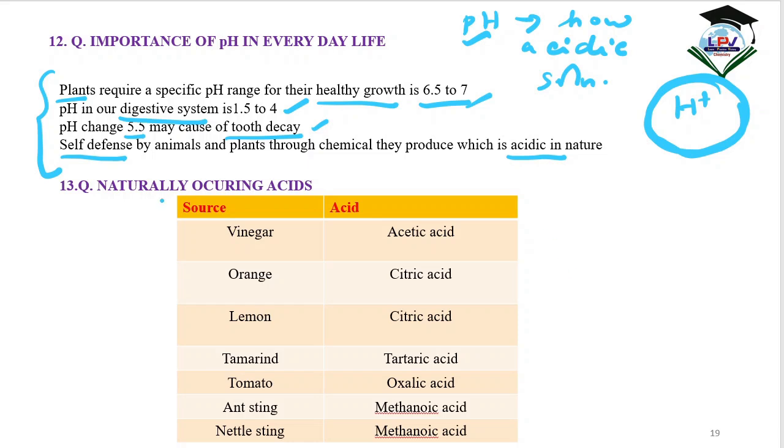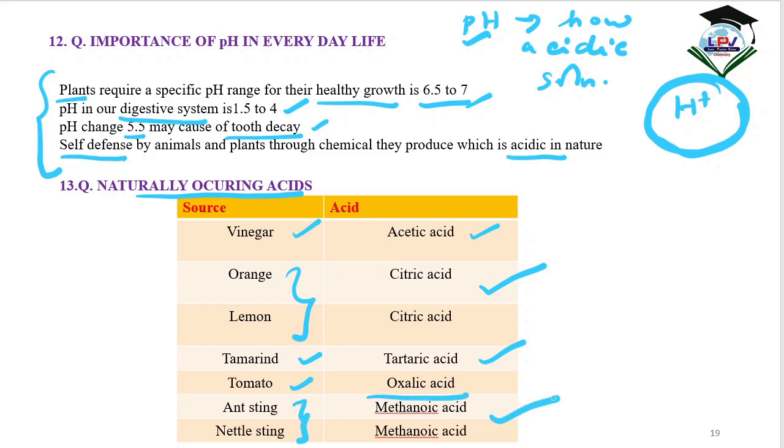Now let's see some of the naturally occurring acids. Vinegar that we use for pickle is acetic acid. Orange and lemon, the citrus fruits, have citric acid. Tamarind has tartaric acid. Tomato has oxalic acid. And nettle stings have methanoic acid. That is the reason we get little reddish rashes when they bite.